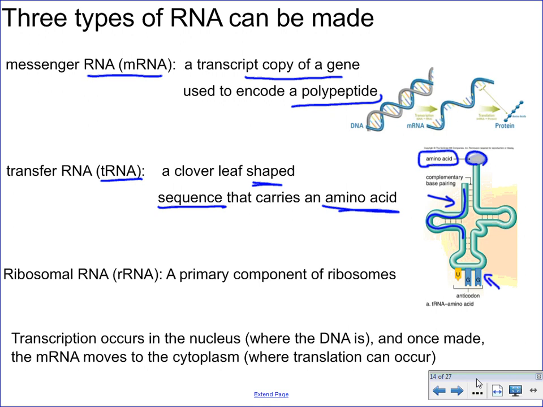On the transfer RNA, there is a region of interest referred to as the anticodon sequence. It is that anticodon sequence that will help build the polypeptide. The third type of RNA is referred to as ribosomal RNA, or rRNA, and is found within ribosomes. As I mentioned before, transcription will occur in the nucleus where the DNA is located, and then once the RNA has been made, that mRNA moves to the cytoplasm where translation can occur.